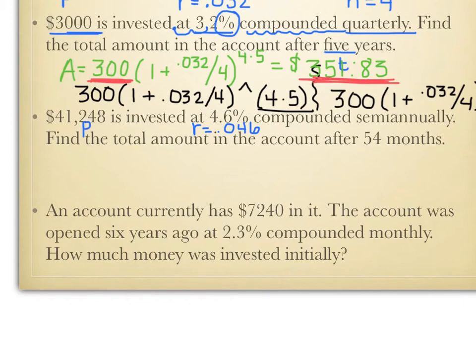Not very many mistakes come up in these problems. Usually students are pretty good at them, but the mistake I do see is forgetting to move your decimal point on that interest rate. Okay? Compounded semi-annually. Semi-annually is twice a year.